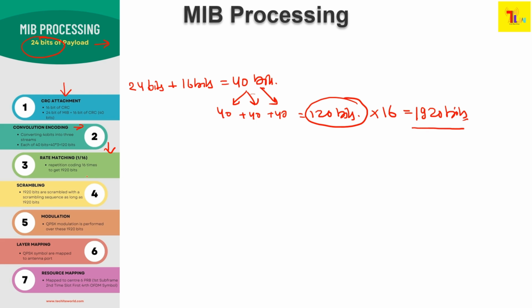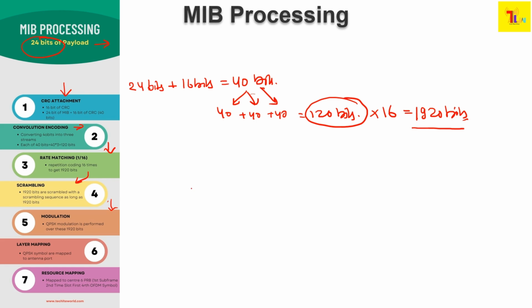Now this 1920 bits will be scrambled. If we talk about what exactly scrambling is, scrambling is nothing but making the data such that it cannot be decoded by anyone. So it will be scrambled over a long sequence of 1920 bits, and then further it is going to be modulated.